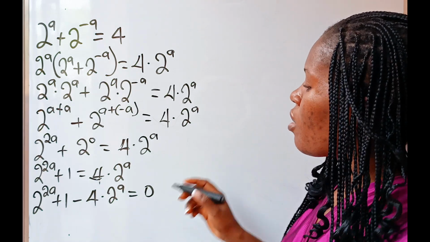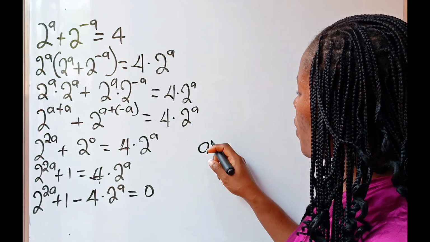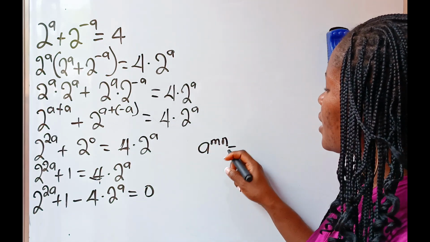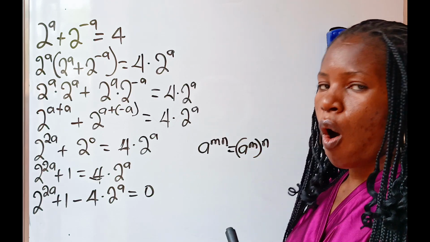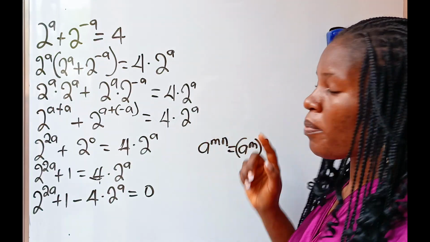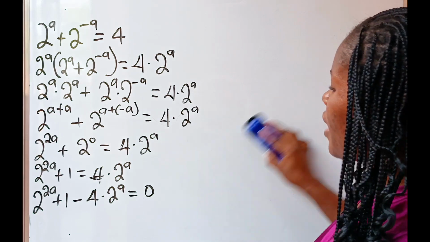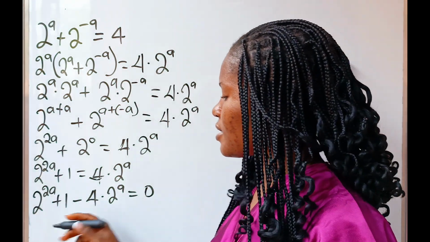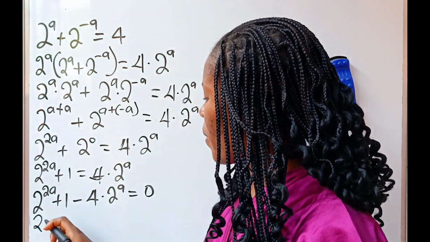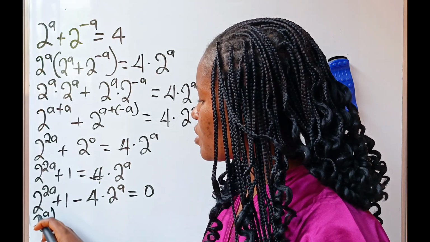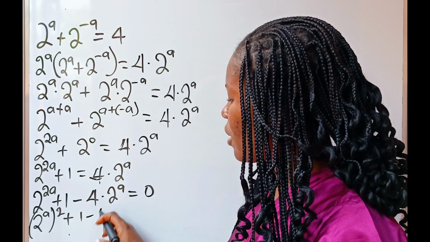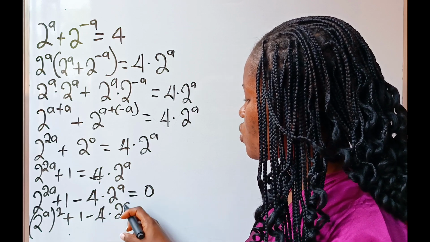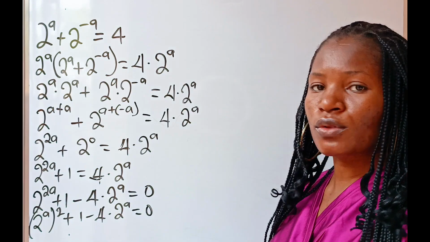Now, I want you to recall that anytime you have a to the power of m times n, this is equal to a to the power of m raised to the power of n, or a to the power of n raised to the power of m, okay? Therefore, we can write this as (2 to the power of a) raised to the power of 2, plus 1, minus 4 multiplied by 2 to the power of a is equal to 0.